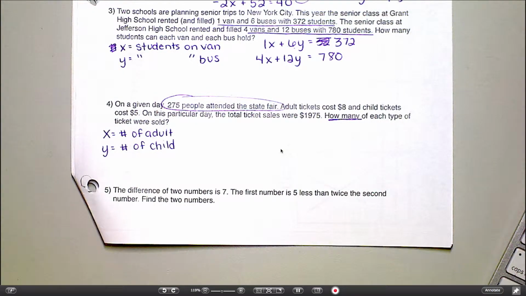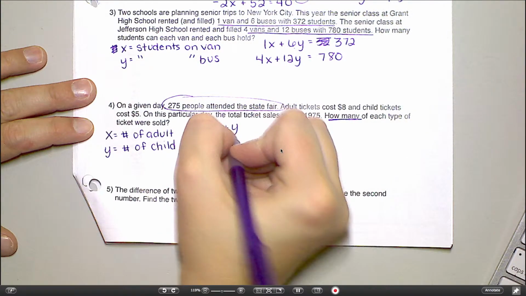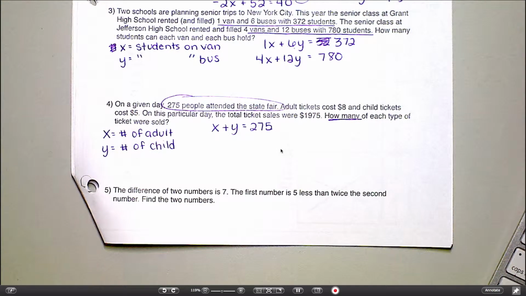Let's start with just that. What's that equation going to look like? There you go. x plus y equals 275. That's going to happen a lot. There's going to be a lot of things where it says you have this many total, and you've got to write this simple little equation that says this plus this equals this.